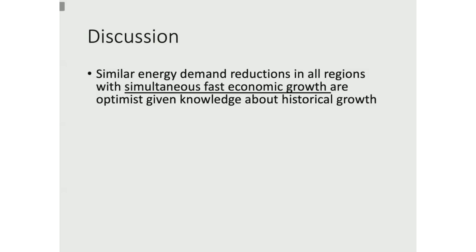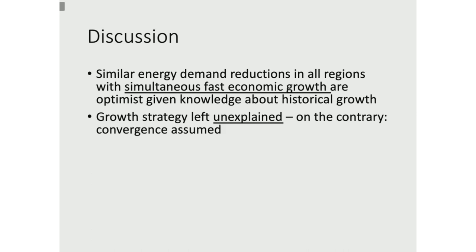Now, basically what we have in this set of scenarios, and from my first glance at the AR6, where we can even look at 10 regions, the conclusion still holds for me at this point, it's preliminary, that there are similar demand reductions in all regions of the world, with simultaneously a fast economic growth rate, right? And that is to assume that this is feasible, given our knowledge about historical growth. The growth strategy is left unexplained.